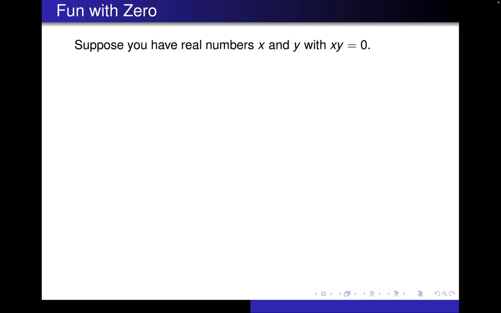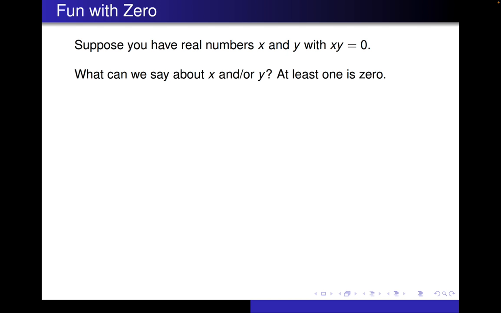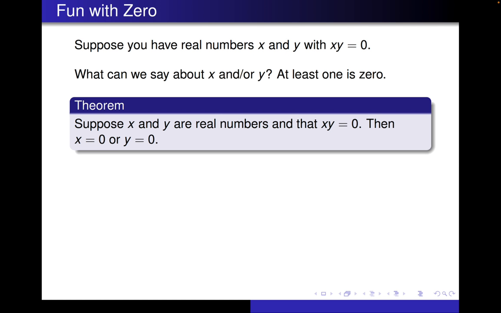Alright, so suppose you have two real numbers, x and y, and you know that x times y is equal to 0. The question is, what can you conclude from that? Well, what can we say about x and y? At least one of them is 0. One or both of them is 0. So that's our theorem, or at least our conjecture, which is going to end up being a theorem once we prove it. Suppose x and y are real numbers and that xy equals 0, then x equals 0 or y equals 0. So let's think about how we're going to prove that.